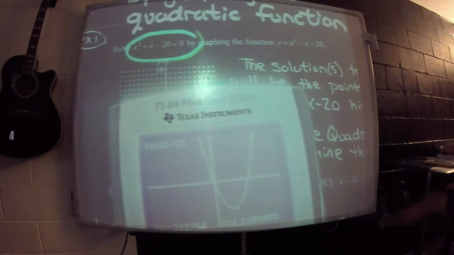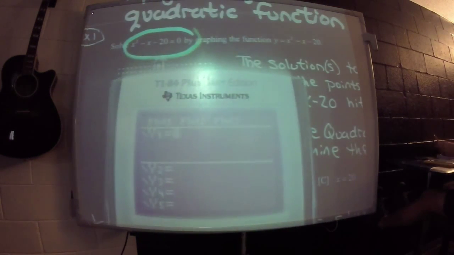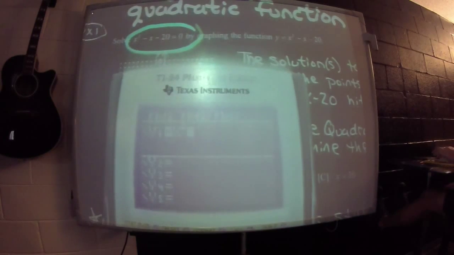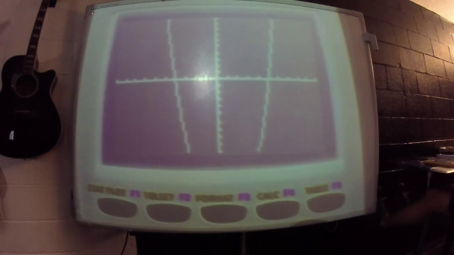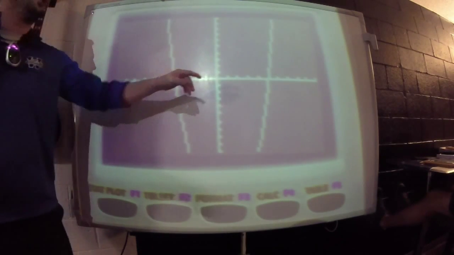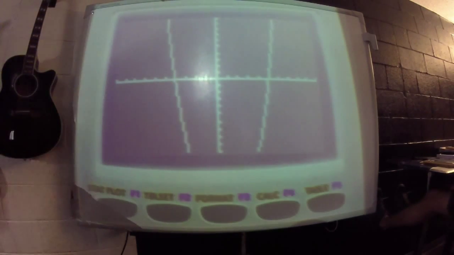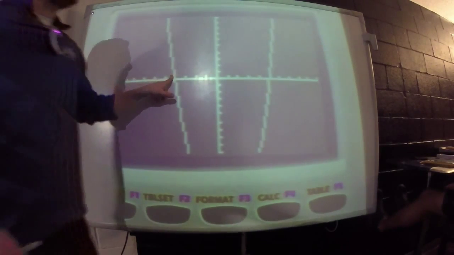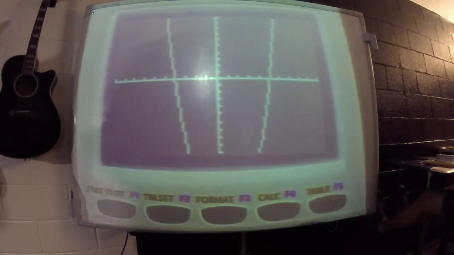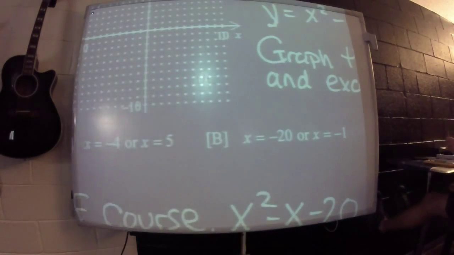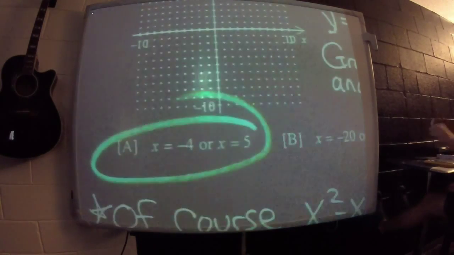So in my graphing calculator, I'm going to graph y equals x squared minus x minus 20. And when I graph it, since it's quadratic, expect to see a parabola. The places where it hits the x-axis, that's where your solutions are. So over here, it's at negative 4. And then over here to the right, it's at positive 5. So your two solutions are at negative 4 and positive 5. What you see is your answer.